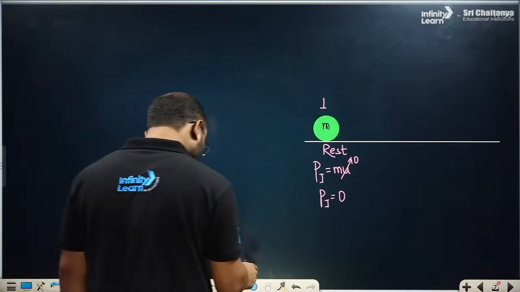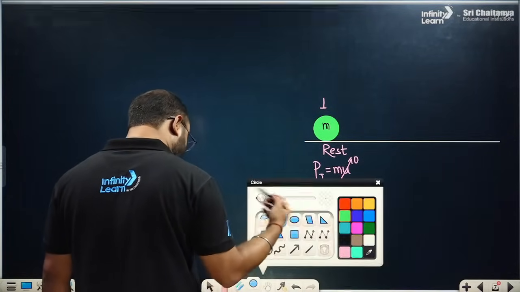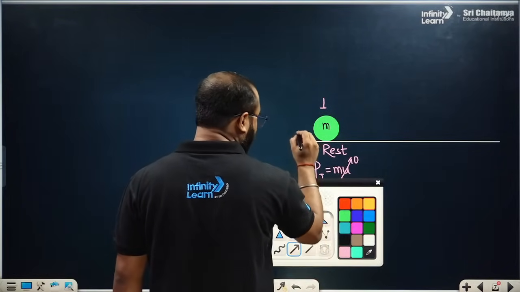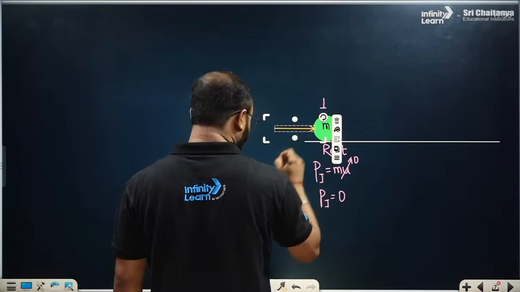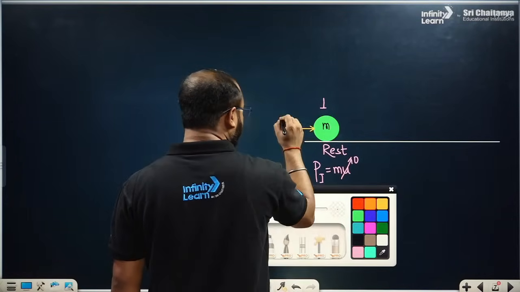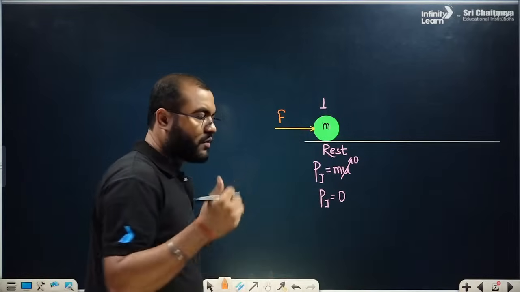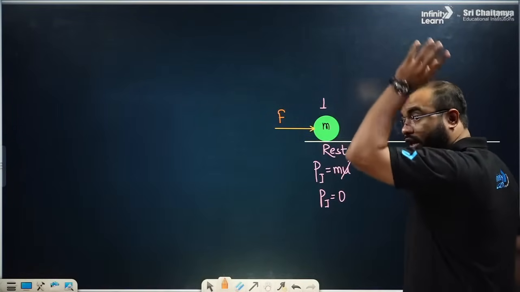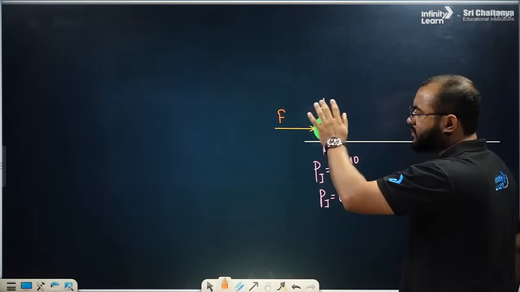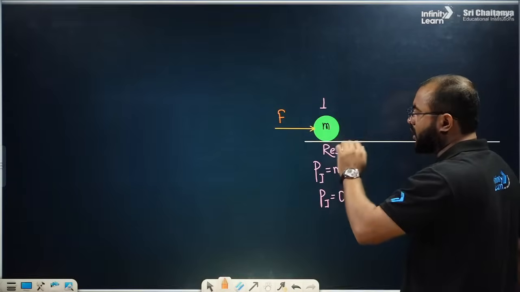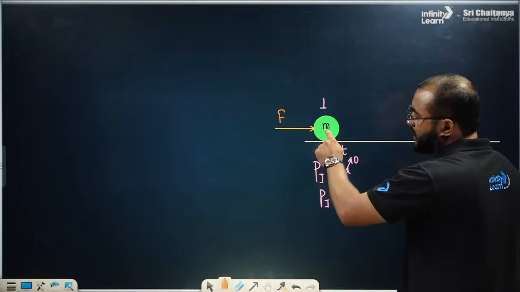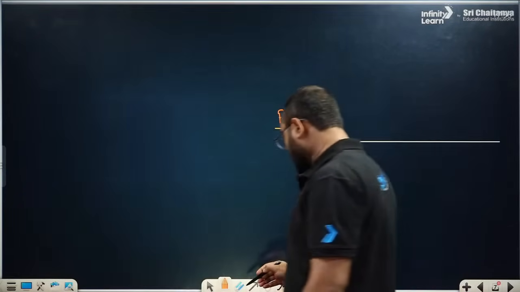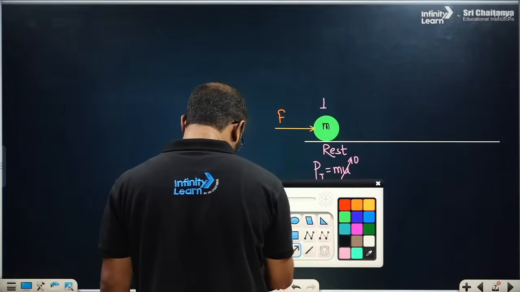Now, after a few seconds, suppose a force F is applied on the body. We are not defining the value of F, but as I said earlier, suppose it is 10 Newton, so it will move with, for example, 4 meter per second. If you increase the force, velocity also increases, okay? So if we apply the force on this body, it will try to move in this direction, and the body will be in motion.